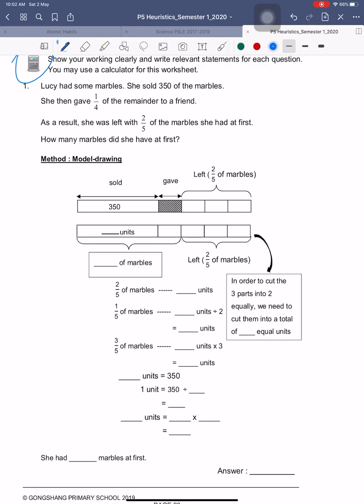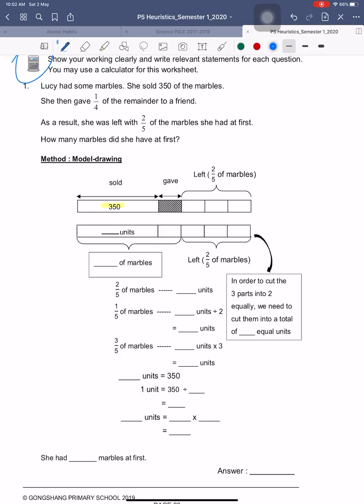Question 1. Lucy had some marbles. She sold 350, and she gave 1/4 of the remainder to a friend. As a result, she was left with 2/5 of the marbles she had at first. How many marbles did she have at first? Perhaps before I go to the models, I want to guide you on how we come up with the model.